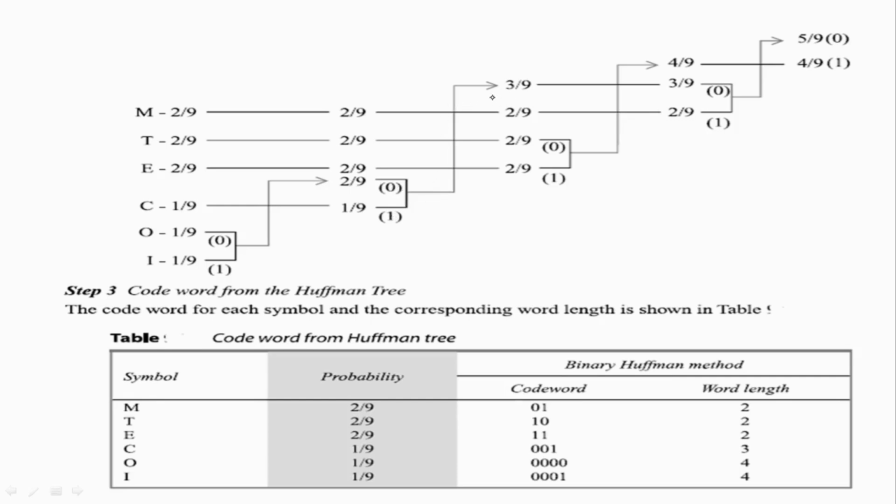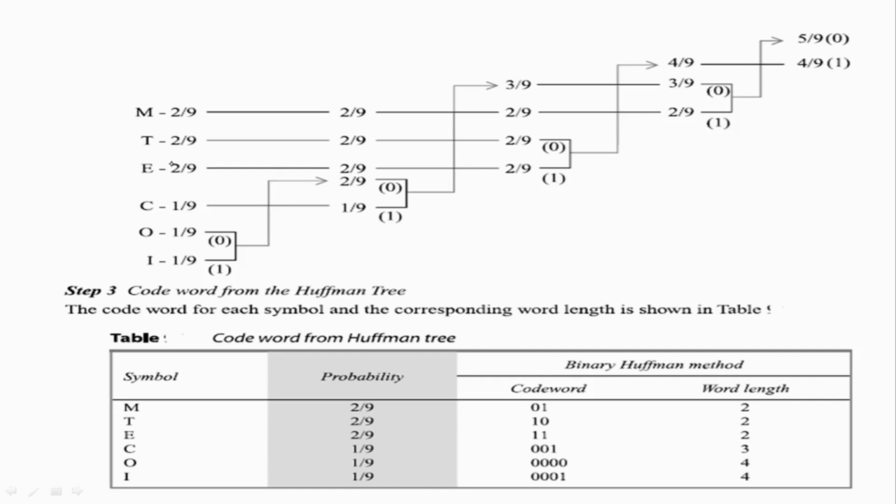Next you have to write all the symbols in descending order, then assign 0 and 1 for the last two symbols, and arrange all the symbols in descending order. When we add 2 by 9 and 2 by 9, we get 4 by 9 here, and the other is 3 by 9, and 2 by 9. Next 0 1. After writing this 0 1, we add 3 by 9 and 2 by 9, which is 5 by 9 here, and the other is 4 by 9, that is 0 1.